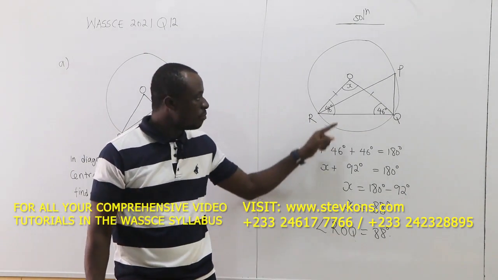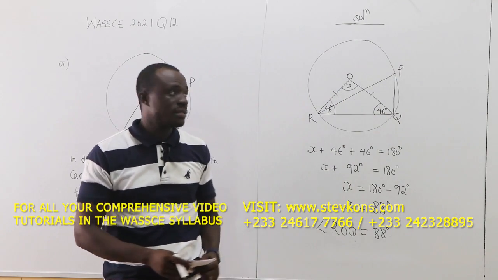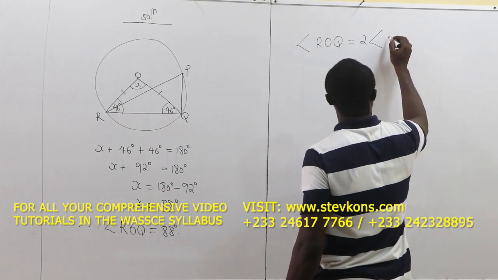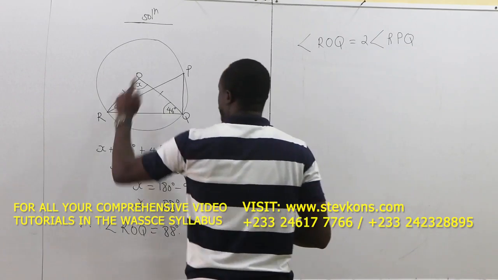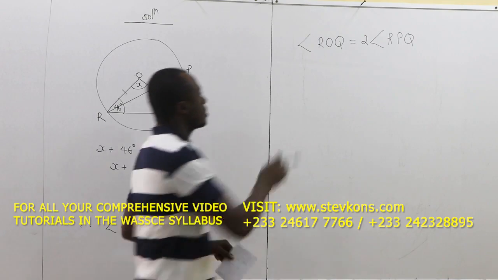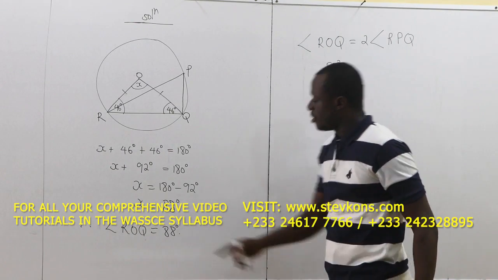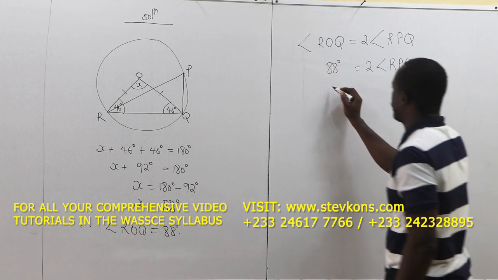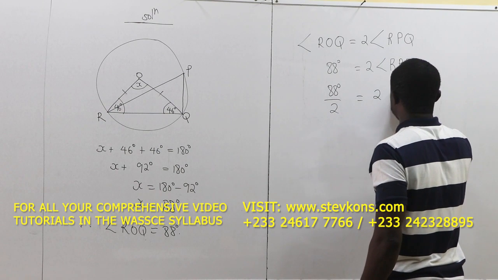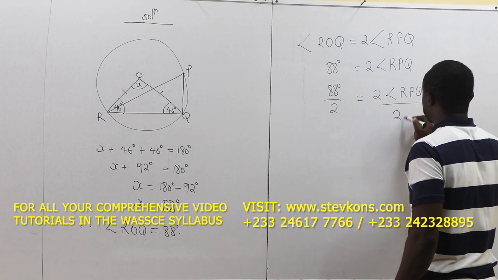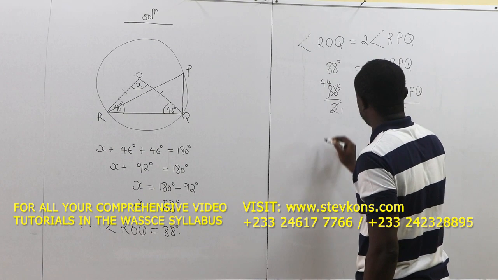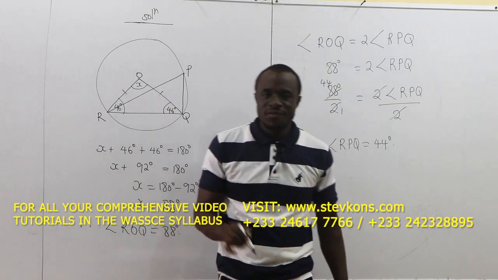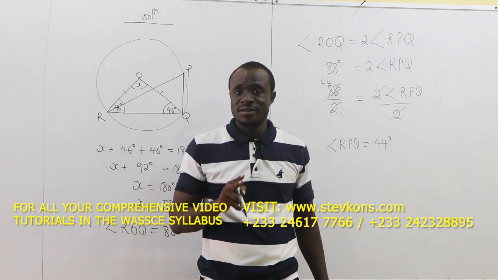Now, we know that the angle a chord makes at the center is twice the angle that it makes at the circumference. So angle ROQ is equal to 2 times angle RPQ. What is ROQ? ROQ is 88 degrees, and this is equal to 2 times angle RPQ. We want to find angle RPQ. So we have 88 degrees over 2 equal to 2 angle RPQ all over 2. This cancels that. 88 over 2 is 44. So we have angle RPQ equal to 44 degrees. That's very, very easy. So the angle a chord makes at the center is twice the angle that it makes at the circumference.